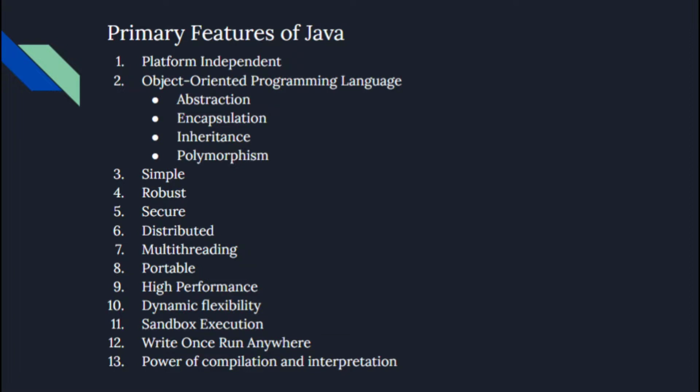Number 7. Java is multi-threaded. Java supports multithreading. It's a Java feature that permits the simultaneous execution of two or more parts of a program for maximum utilization of the CPU.